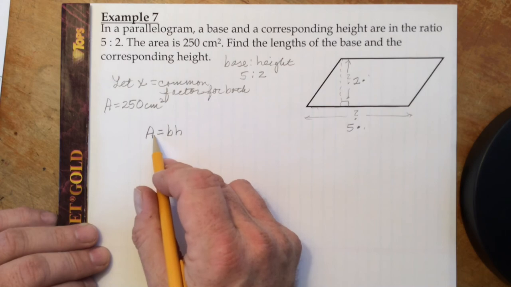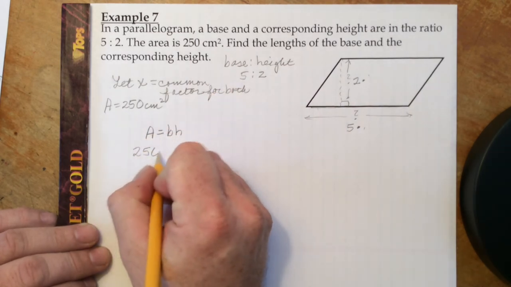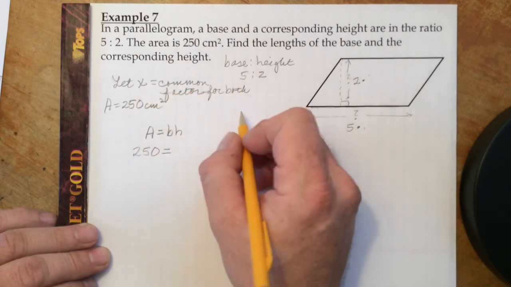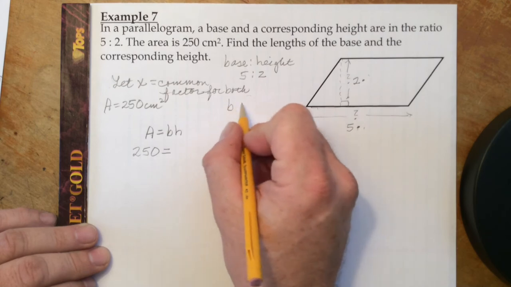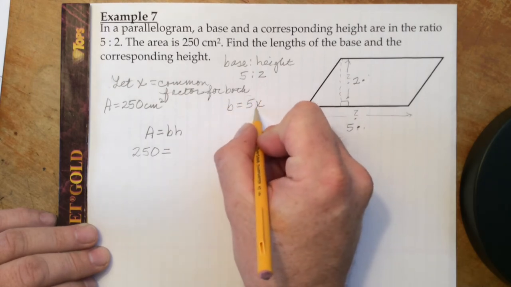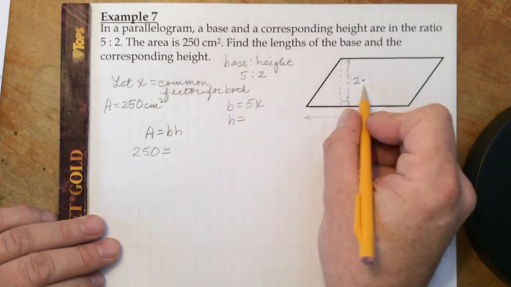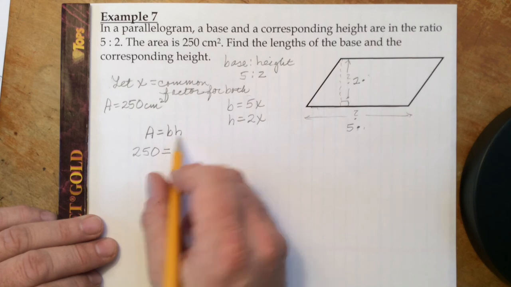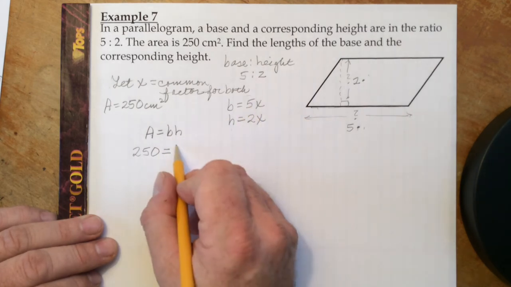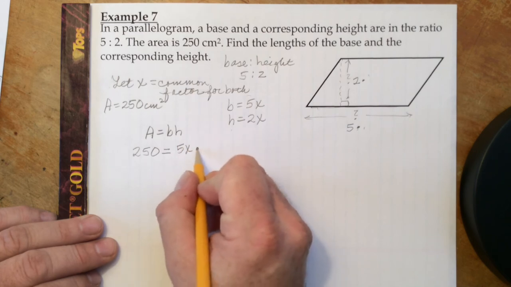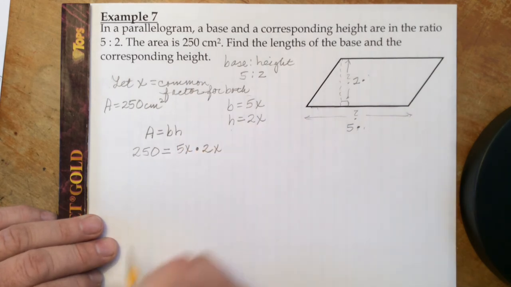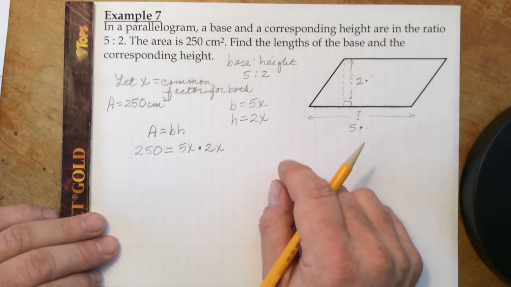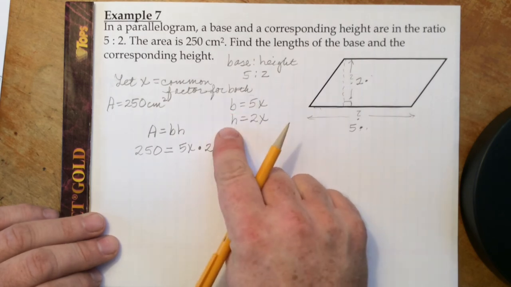Well, the area then is 250. The base, then, if x is a common factor to both, and it's got 5 as a common factor, the base then will be 5x, or 5 times x. And the height, since it's got 2 as a common factor, will be 2x. Then we plug those in, or substitute those in for b and h, base and height. So we have the base, which is 5x, times the height, which is 2x. When we solve for x, we'll have our common factor. Then we can substitute those back into here and here to find the base and height, the actual base and height.